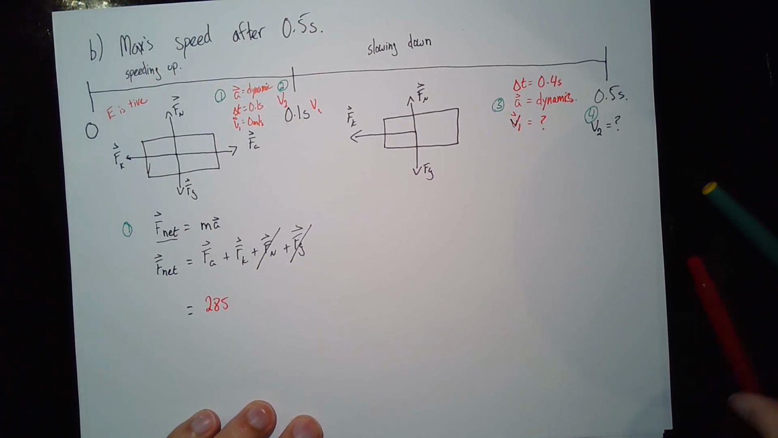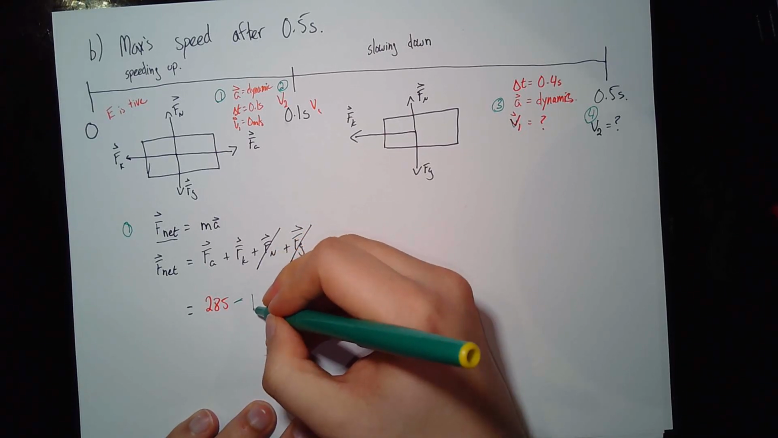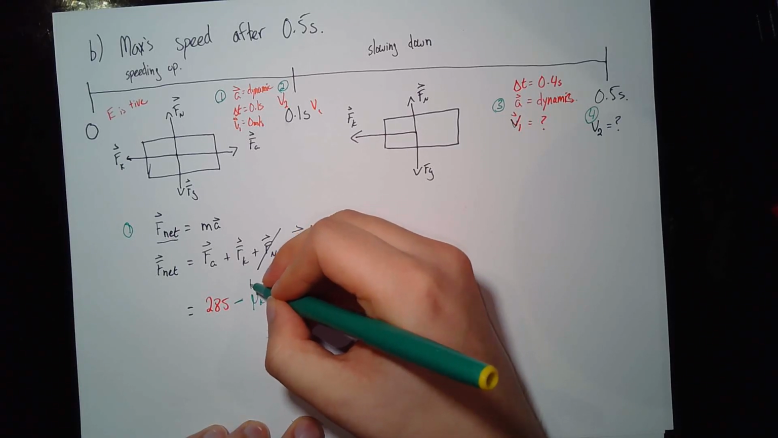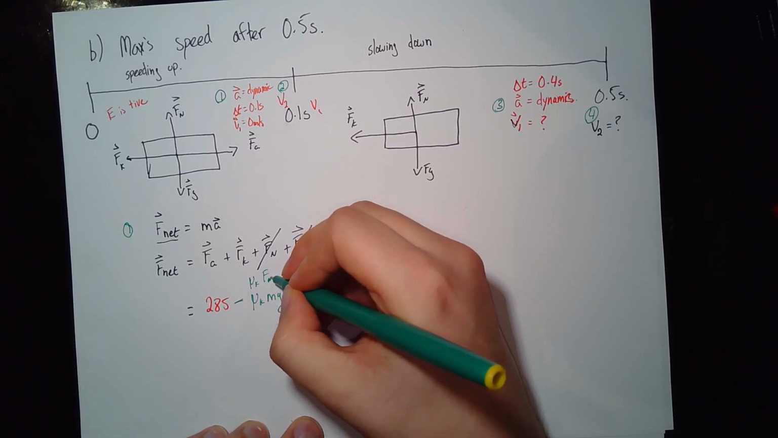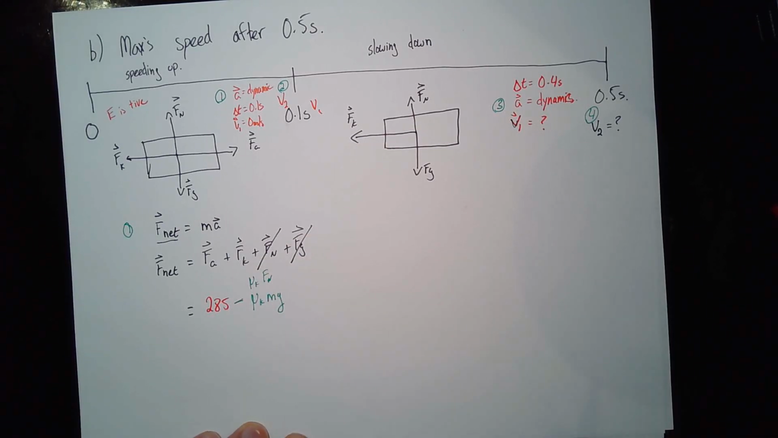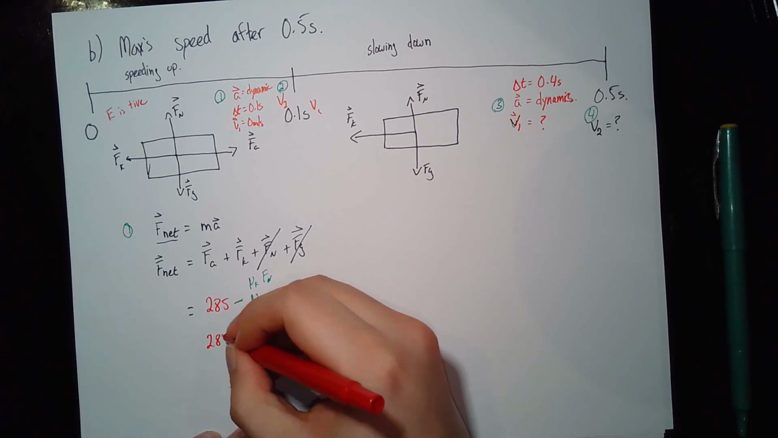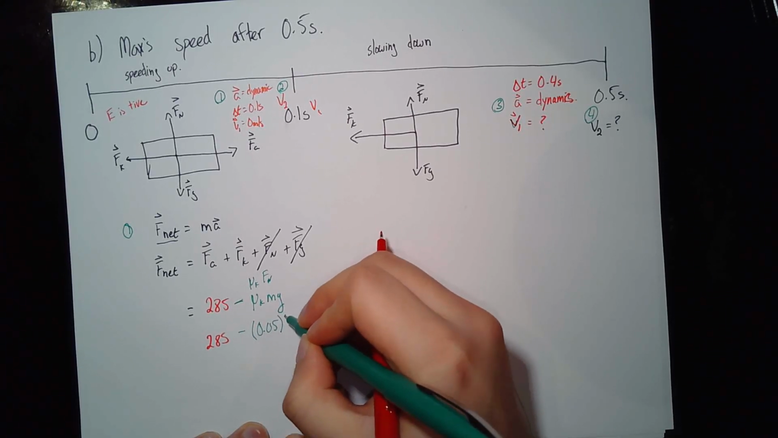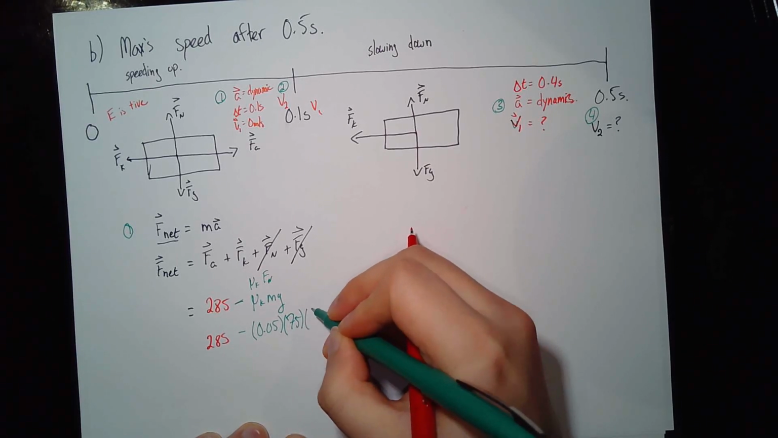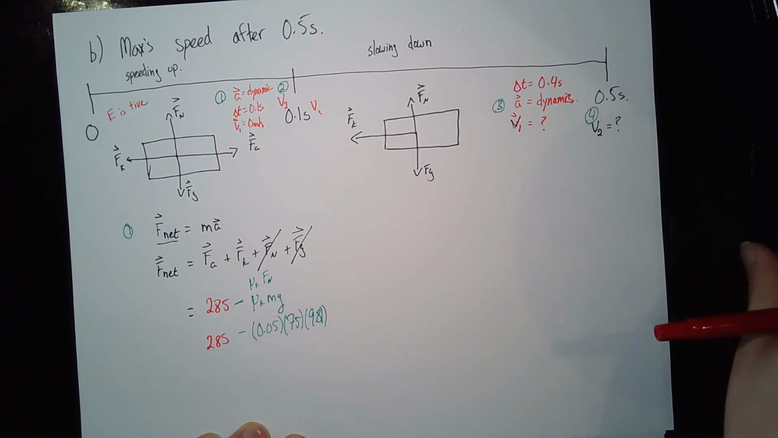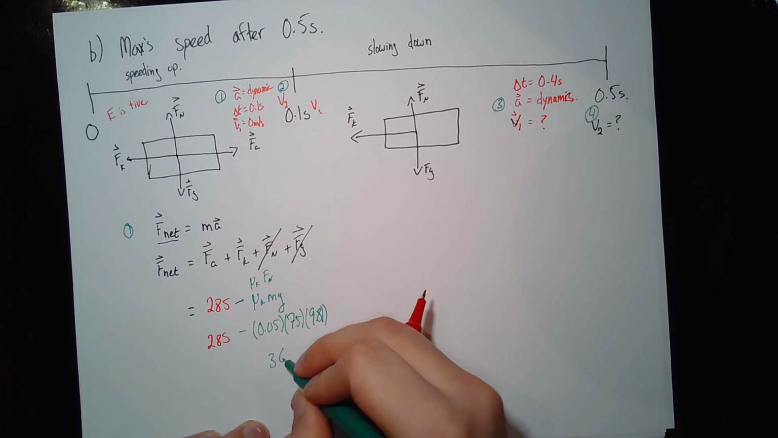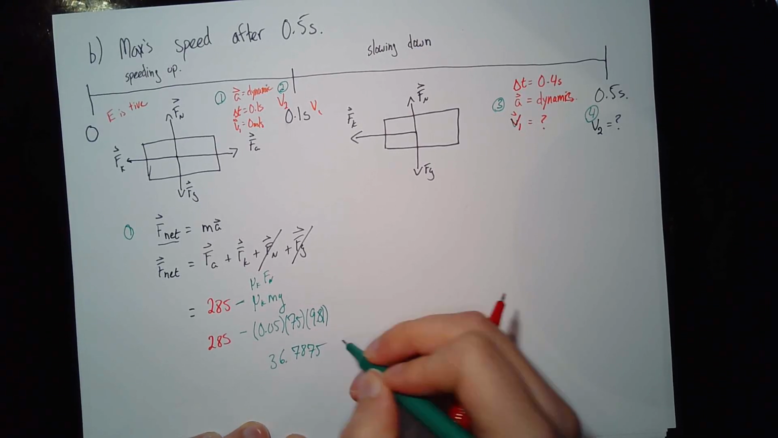And so we're going to subtract our force of friction, which is going to be mu k mg, right? And remember, that's because this is mu k Fn, and our Fn is equal to mg. So what we can do is write this as 285 minus 0.05 times his mass, which is 75, times 9.81. And this is equal to 36.7875.